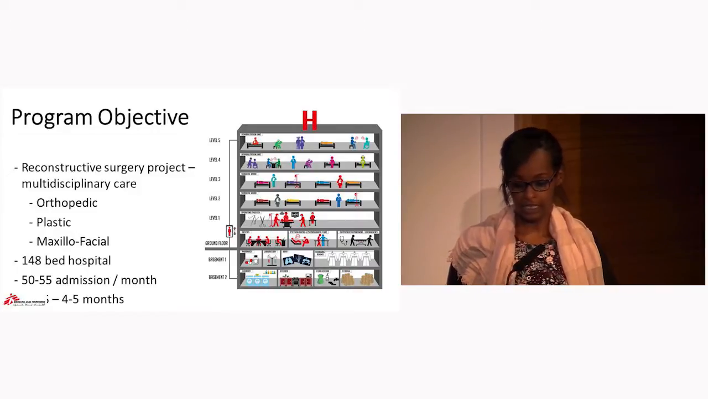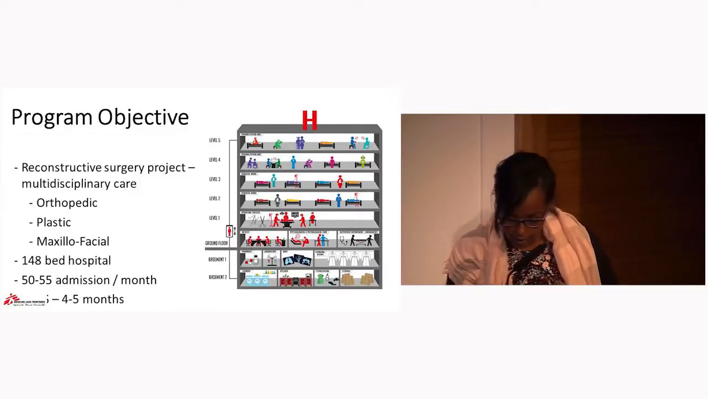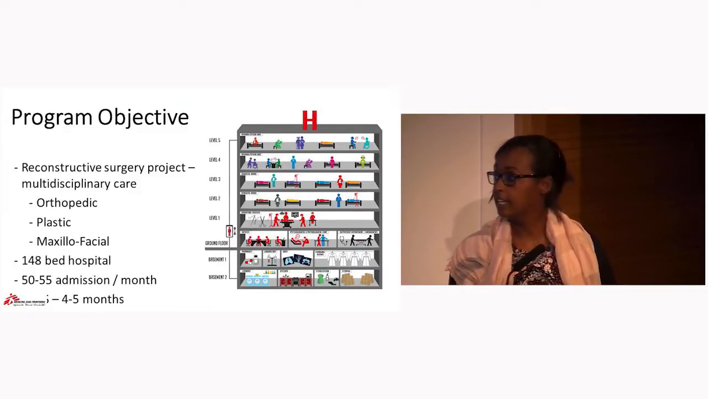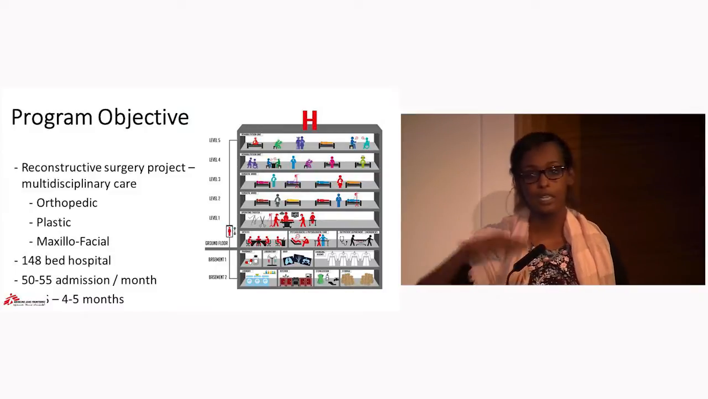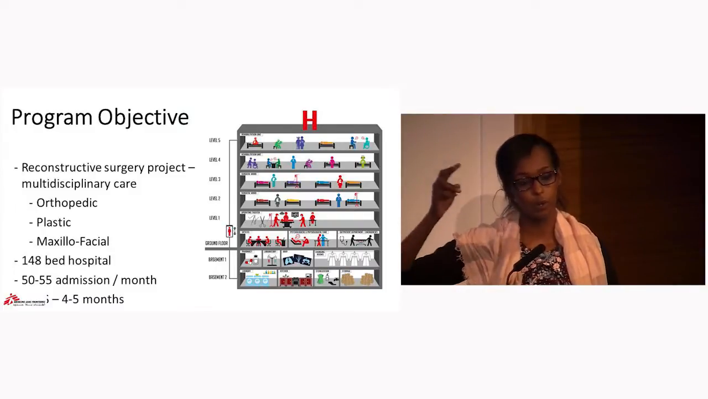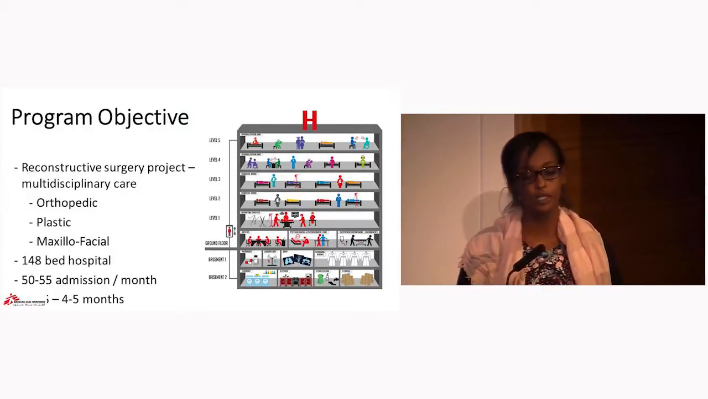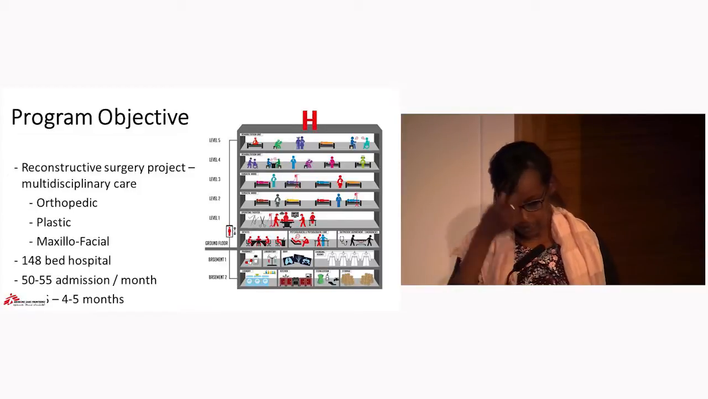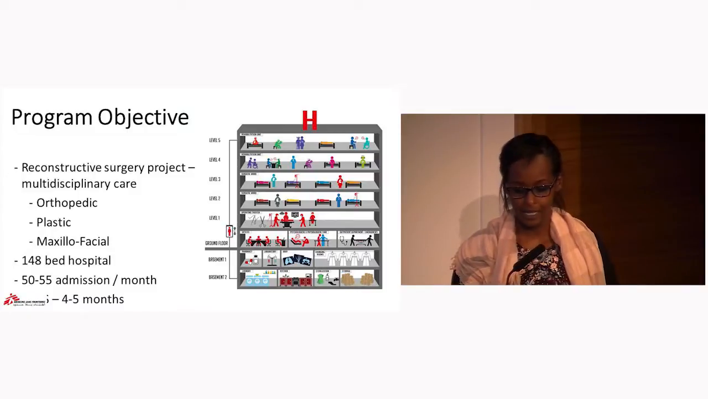The project is currently housed in a 148-bed facility and generally admits between 50 and 55 patients per month, with 200 patients present in Amman at any given moment. Generally, the length of stay in this project is 4 to 5 months, and once patients move out of our surgical wards, they go to a rehabilitation center on the fourth and fifth floors of the hospital, these two top floors, or they can be housed in an off-site location. Since opening in 2006, MSF has treated more than 4,000 patients from Iraq, Syria, Yemen, and Palestine.